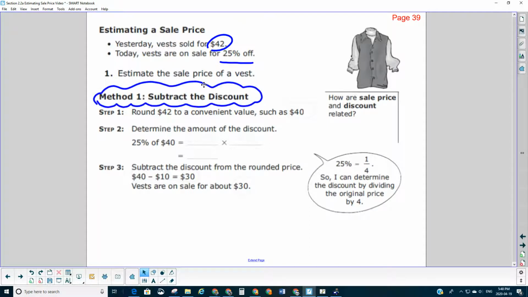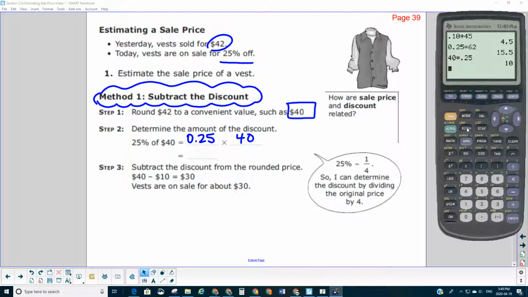So looking at method 1, we're going to follow these steps and then practice with method 1. We're going to take this $42 and round it to a convenient value. So instead of doing the estimation on $42, we're going to do the estimation on $40. Okay, and use this to determine what our discount is. And you'll notice it's 25%. So 25% of $40 will get us our discount. In order to do this math, of course, we've got to change the 25% to a decimal. And then of means times 40. Let's ask our calculator then what that is.